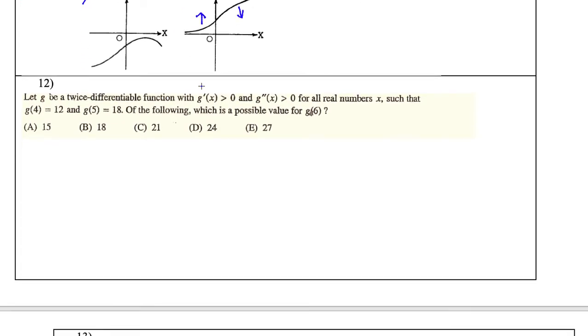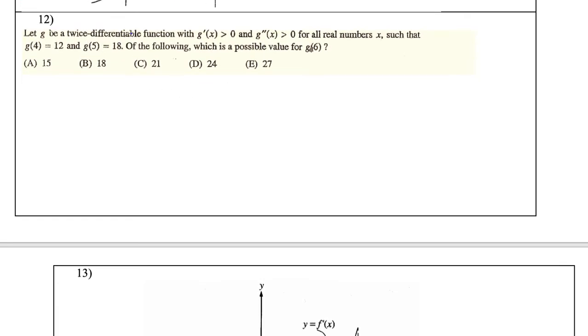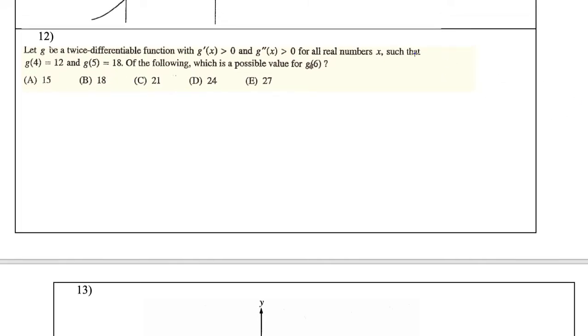Number 12. Twice differentiable, that just means we're allowed to take the derivative twice. And we know that g prime is greater than 0, g double prime is greater than 0, and it also gives us some numbers. What's a good way to think of this problem? I'm thinking this is kind of like a table problem since they give us only certain values. What is a possible value for g of 6?